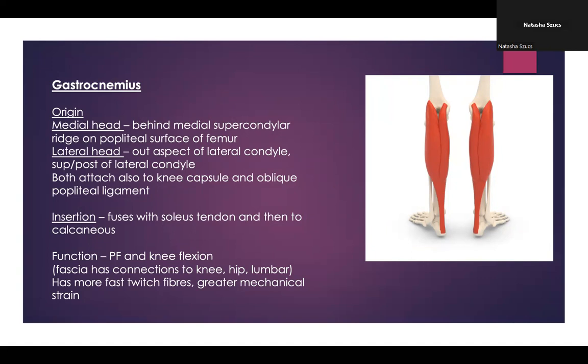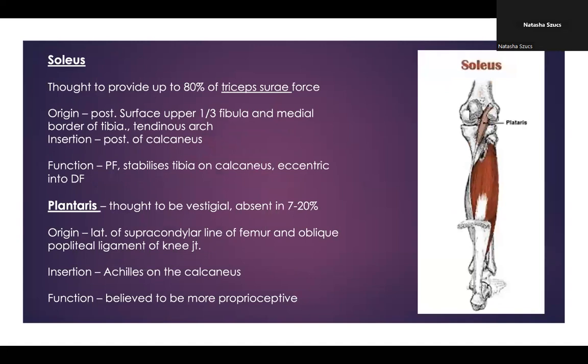So gastroc, there we go, medial head up to the supracondylar ridge, lateral head, the lateral condyle, all goes down to the calcaneus. Because it crosses the knee, it's also involved in stability at the knee, but it's largely plantar flexion and flexion. And soleus is thought to be by far the biggest contributor to plantar flexion, offering 80% of the contracting force through the Achilles.